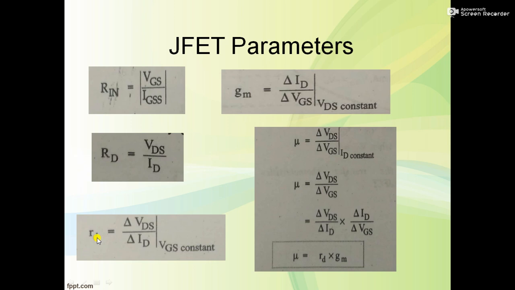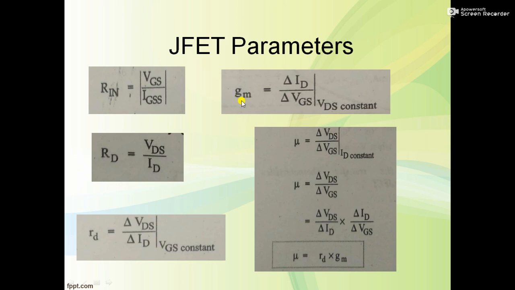Then the third parameter is small r_d, which is called the AC drain resistance. It is the ratio of change in VDS divided by change in ID when you keep the VGS at a constant level. At that time you get the small r_d, that is the AC drain resistance value.